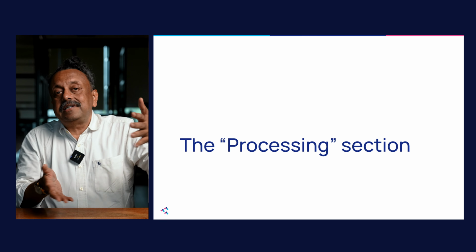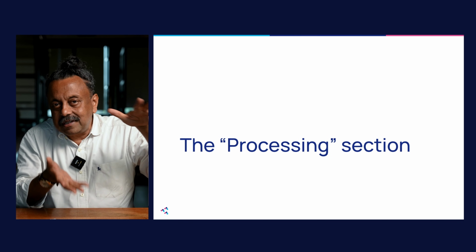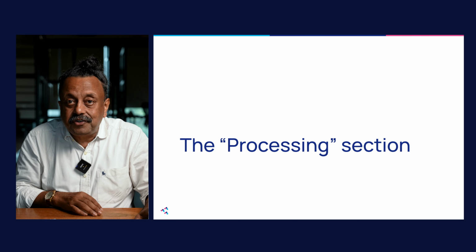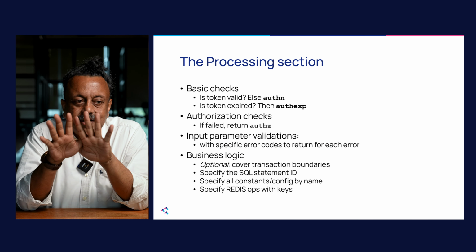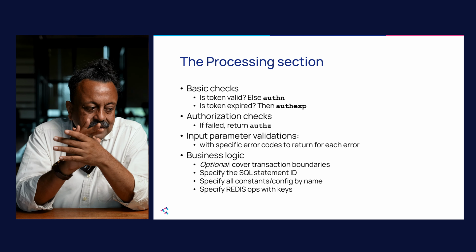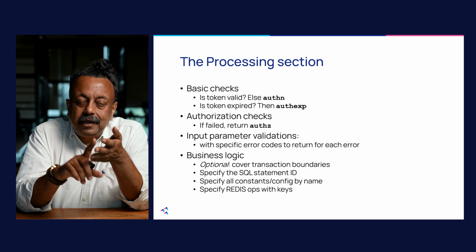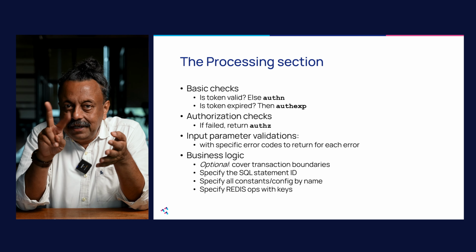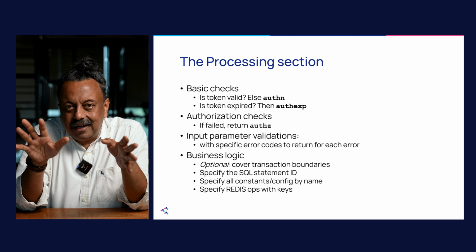The processing section is like the internal meat of the web service. What does the web service do after it is triggered, after it receives a request? So this is what a processing section does. The first thing it does is it checks the JWT. Is the token valid? Now the token can be invalid in two ways. One is completely invalid, one is sort of invalid.